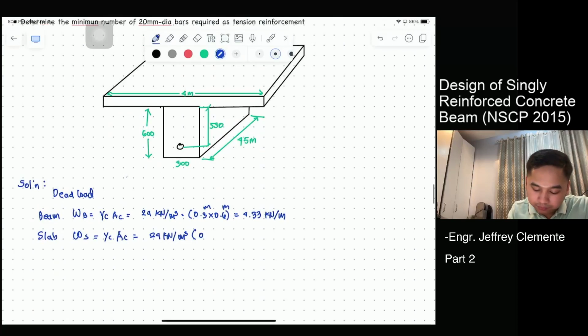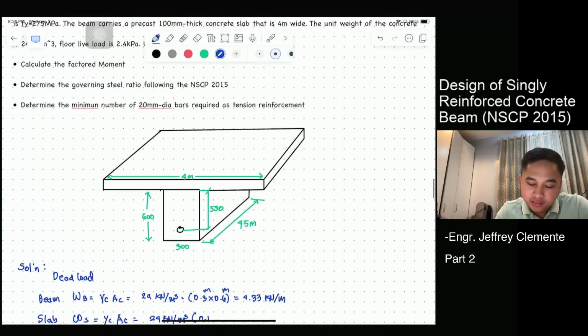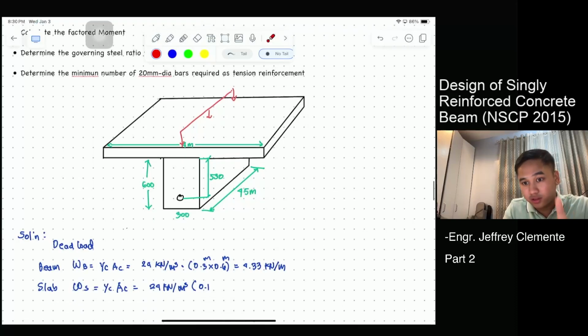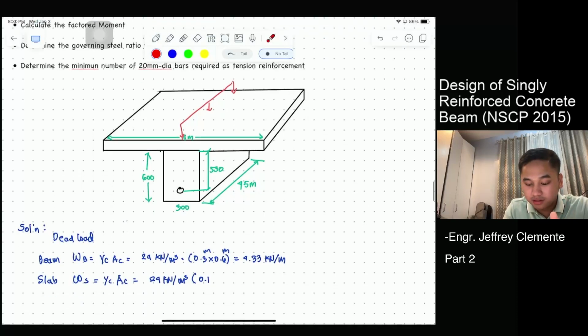So, you have 0.1. Ngayon, anong gagamitin natin na length? 4.5 o 4? Gusto natin gawin na magkaroon ng uniform load here. Under the beam. Di ba? Along the beam. So, dapat, ang i-multiply natin, etong 4. Kasi pag nakuha natin yung unit load na to, yung uniform load na yan, along the beam, makukuha natin yung maximum moment.